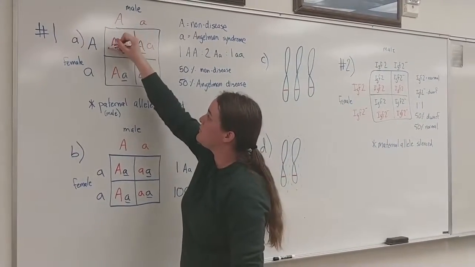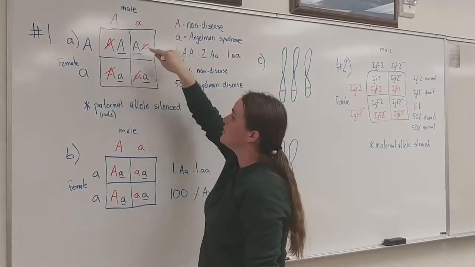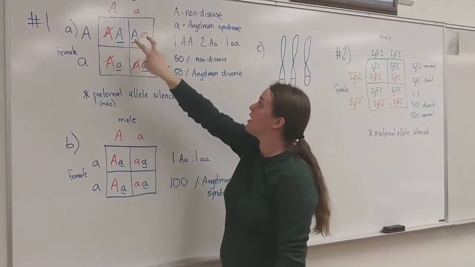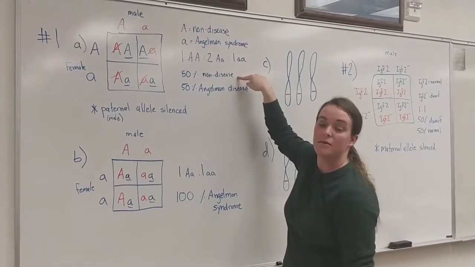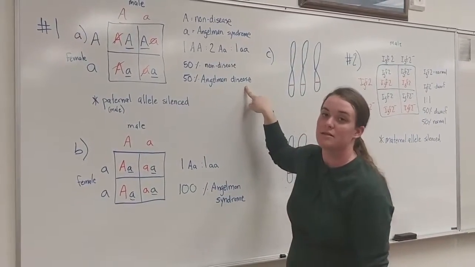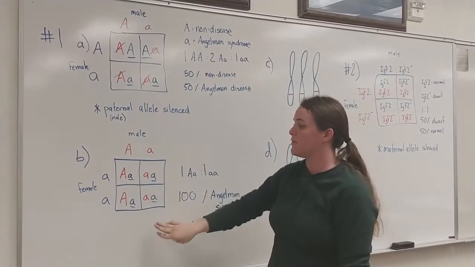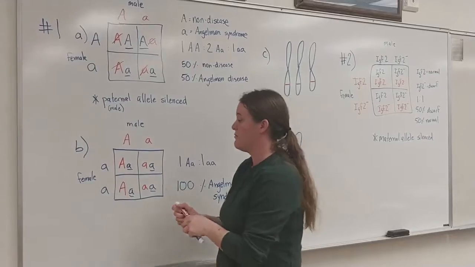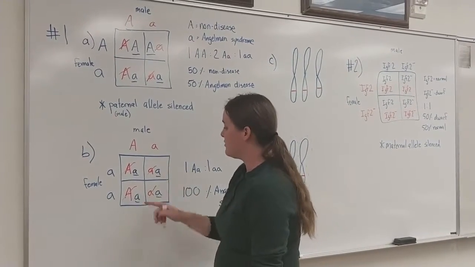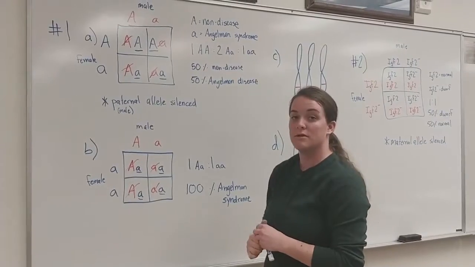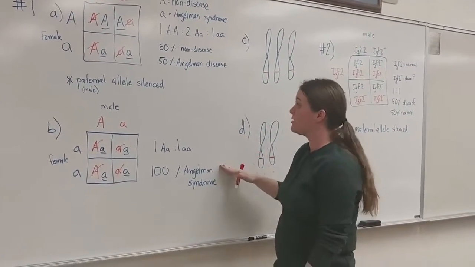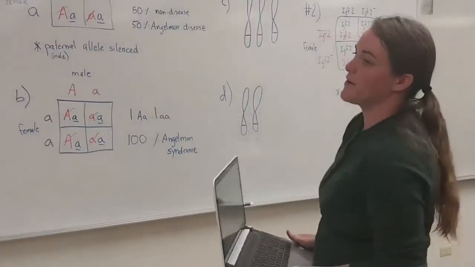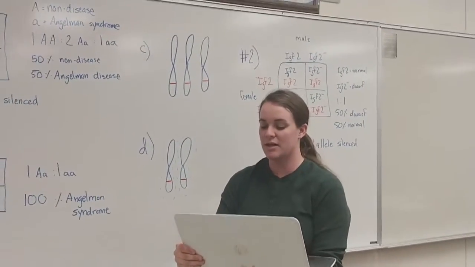Because these are silenced, we can basically just cross them out and look at the female alleles in order to determine the phenotypes. So we've got 2 dominant, which means 50% are non-disease and 50% are Angelman disease. The same rules apply for B, except this time, I'll cross these out just so you can see it, the females are all recessive, so therefore it's 100% Angelman syndrome.